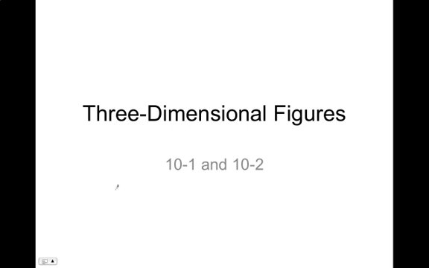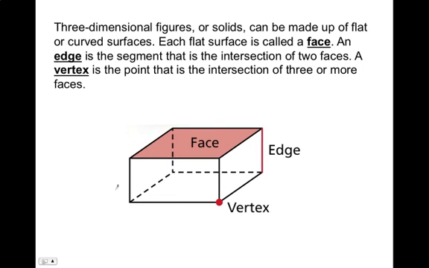Let's talk about some three-dimensional figures and how to draw them in the different types of views. A three-dimensional figure, otherwise known as a solid, can be made up of flat or curved surfaces. Each flat surface is called a face. An edge is the segment that is the intersection of two faces. And the vertex is the point that is the intersection of three or more faces.